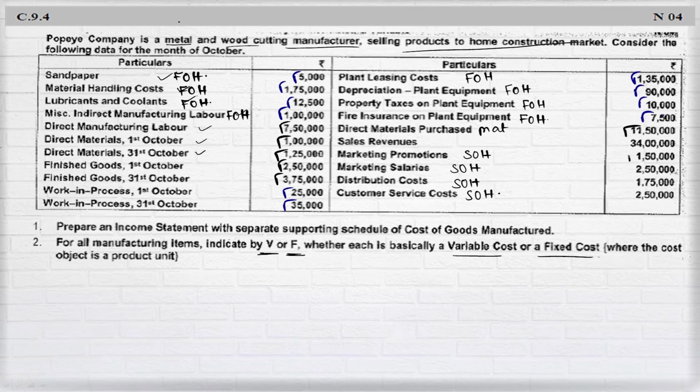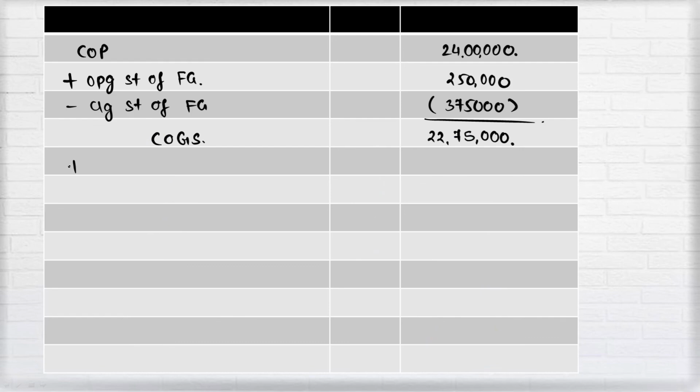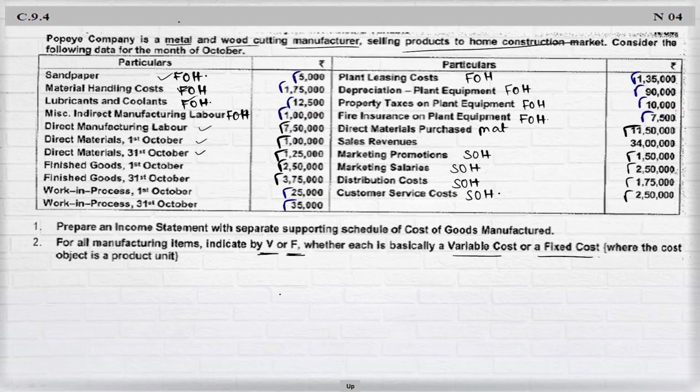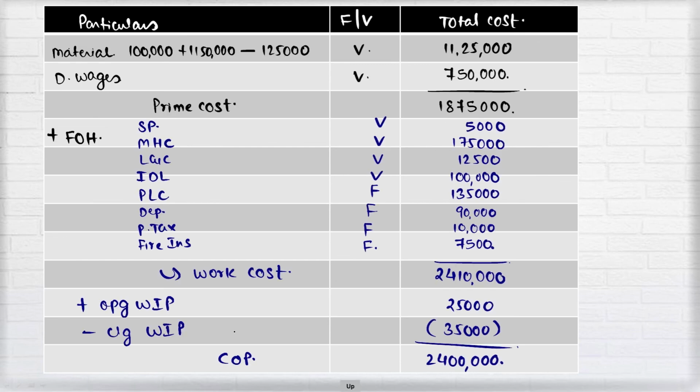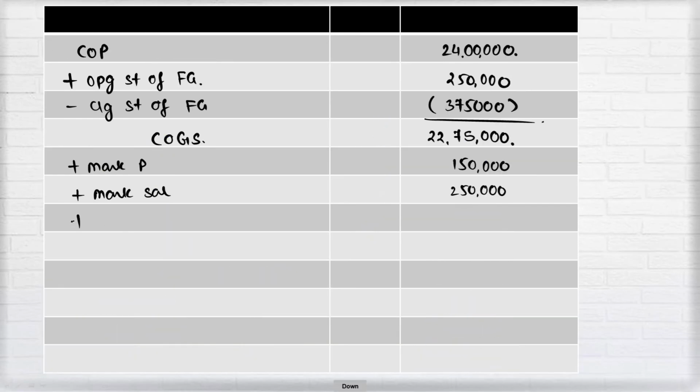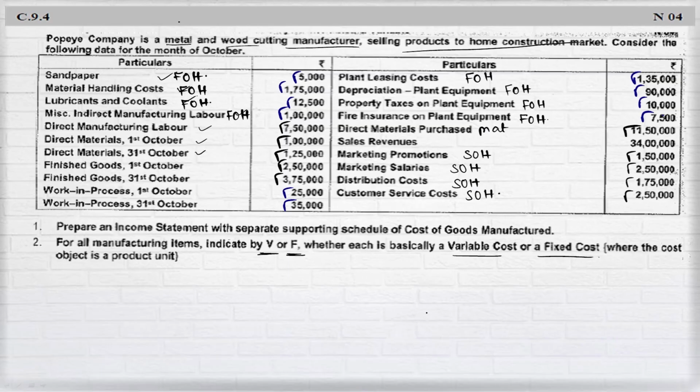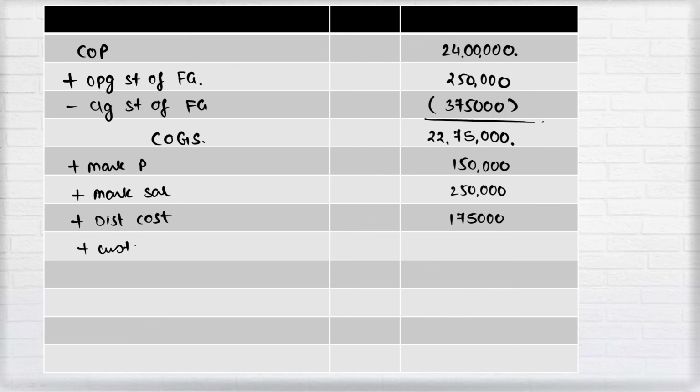There are selling overheads which will be added. You will have to tell them fixed or variable. Marketing promotions 1,50,000. Marketing salaries 2,50,000. Distribution cost 1,75,000. Customer service cost 2,50,000. I will be getting the answer of cost of sales.